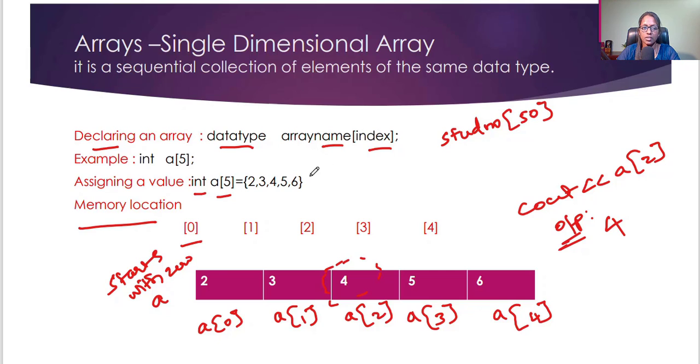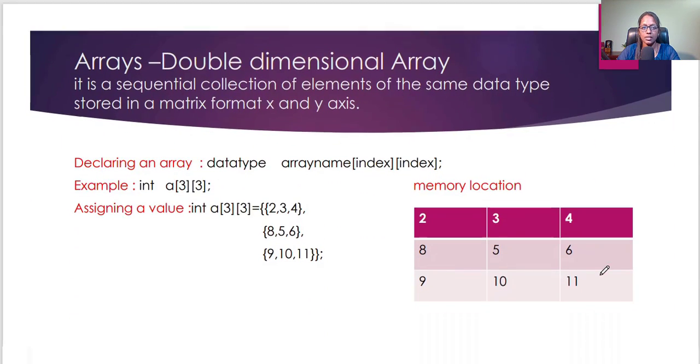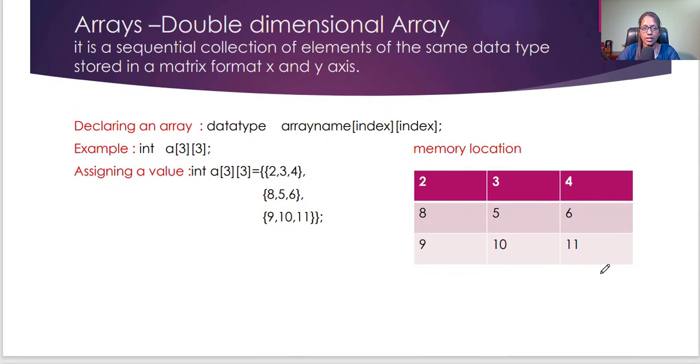So declaration, example, assigning a value. If you assign, how the memory location will be and what the output is if you print. Okay, this is a single dimensional array. The next one is a double dimensional array. A double dimensional array is a sequential collection of elements of the same data type stored in a matrix format. If you are storing your data in a matrix format, then it is called a double dimensional array.